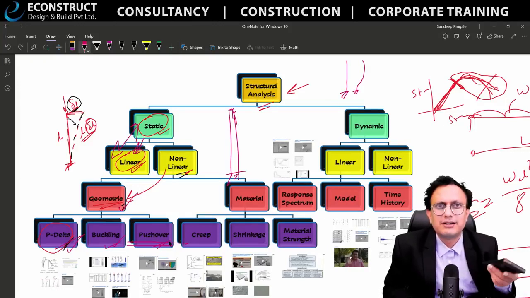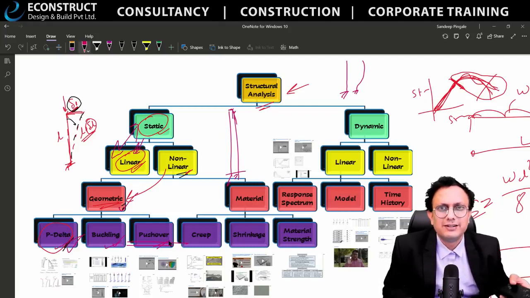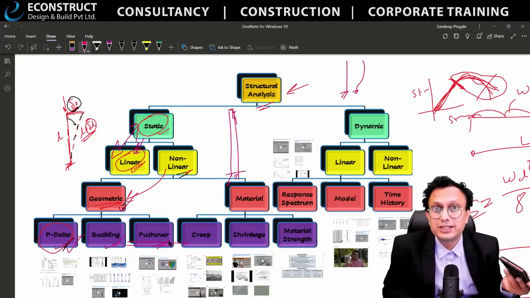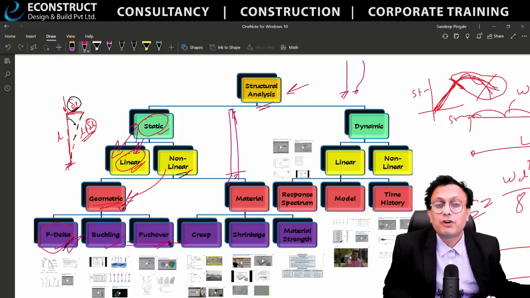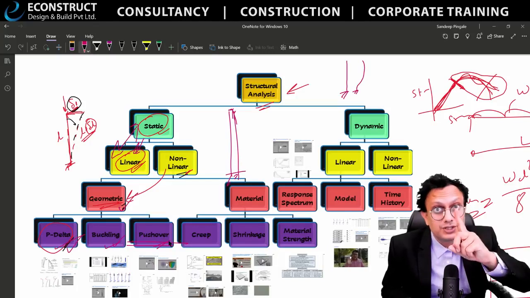I want to check how far you can throw it down and it's still okay. How far I can put this under the water, and still it's okay. Pushover analysis is generally used for buildings to find out the performance of the structure.